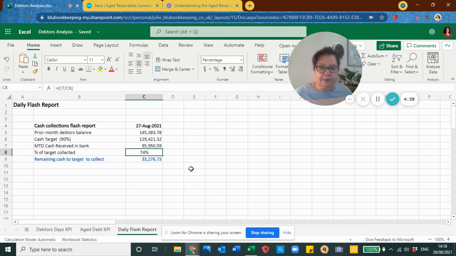This is also showing you the percentage of the target that has been collected so far this month, which is 74%. And as you can see, the date that I've got on here is the 27th of August of 21. So there's not a lot of time left in this month to get that up to 100%, because we are looking to get all of the target. I also like to show the credit controller how much money is left to collect, so they've got something to aim for, and mentally can divide that per day by how many days are left in the month, and gives them something to aim for.